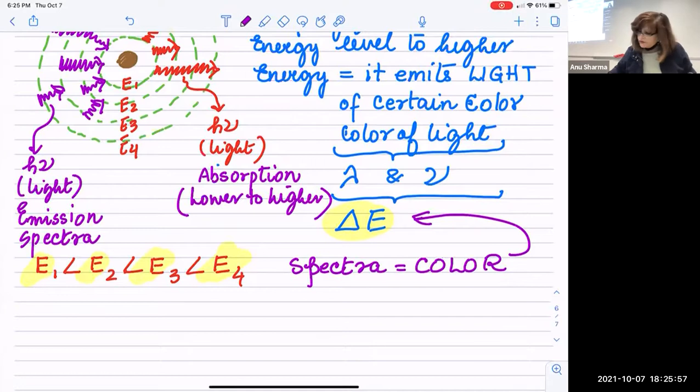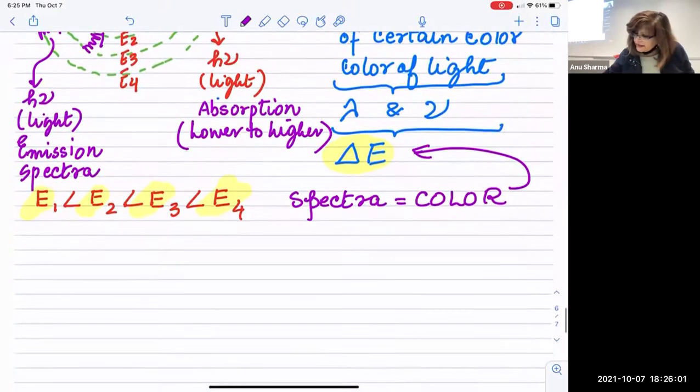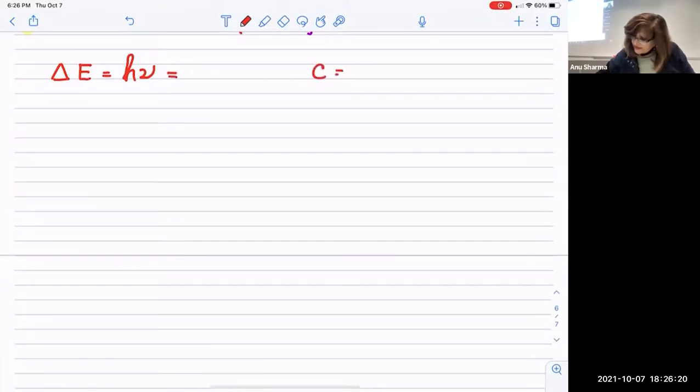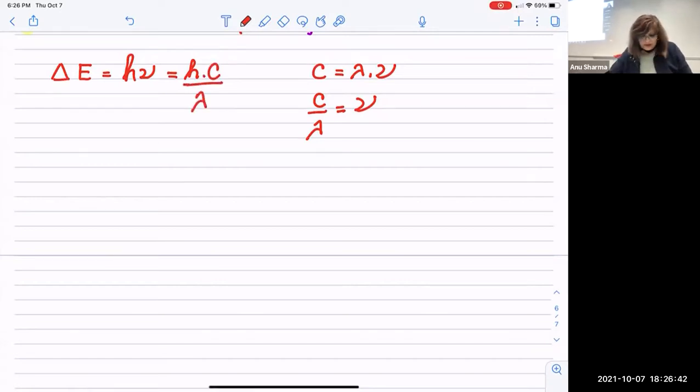So what are the formulas for that? The formula is delta E is equal to h nu, where h is Planck's constant and nu is the frequency. Remember that c is equal to lambda times nu, wavelength times frequency. So you can move things around: c over wavelength is equal to frequency. So h, Planck's constant, times c, the speed of light, divided by the wavelength. These are the relationships.